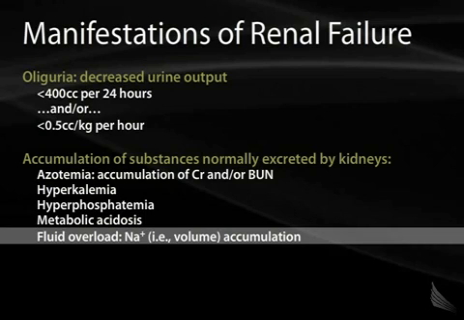Clinically, the ones that are perhaps most relevant are hyperkalemia and fluid overload. But as renal failure becomes more and more progressed, metabolic acidosis, hyperphosphatemia, and uremic symptoms from the accumulation of toxic substances can also develop.